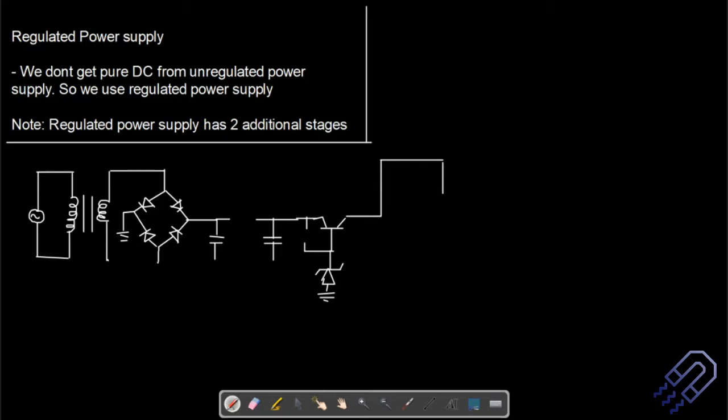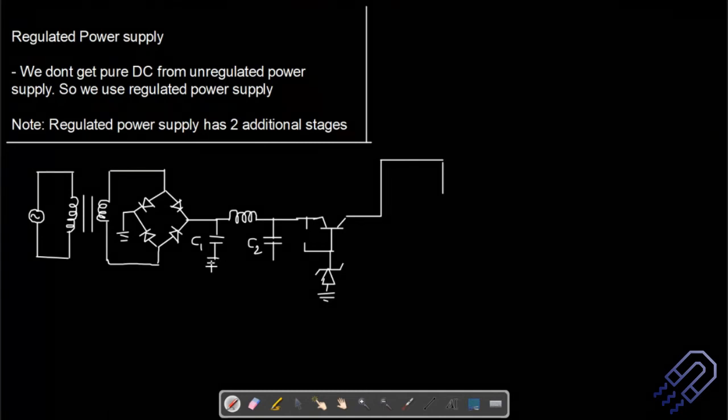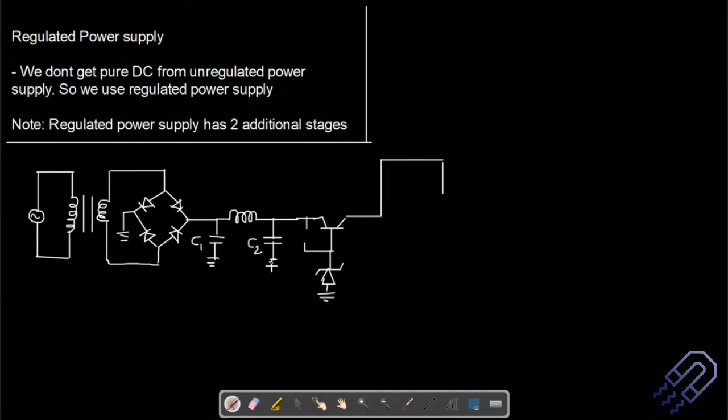If you consider the output across the diode, we can get a full wave rectification or a half wave rectification. Here we do have capacitors, so maybe I can mark this as C1, this is C2. Then we are going to use a filter circuit. So this is your inductor, this is how it is used here, and this is L.